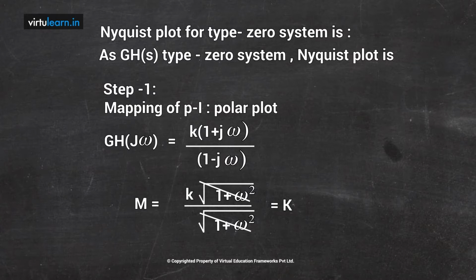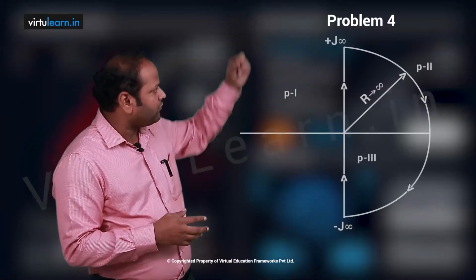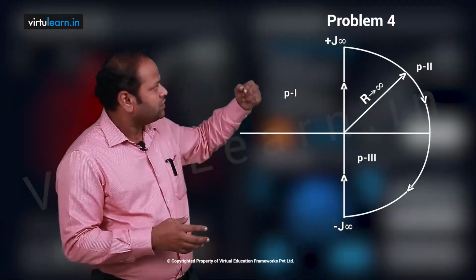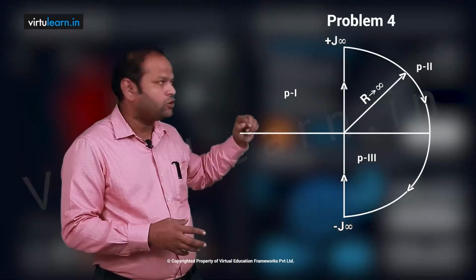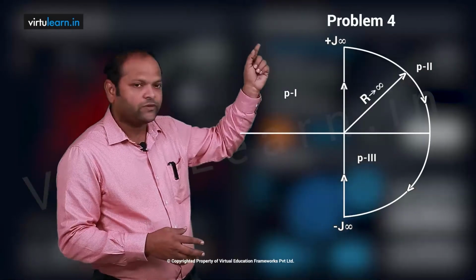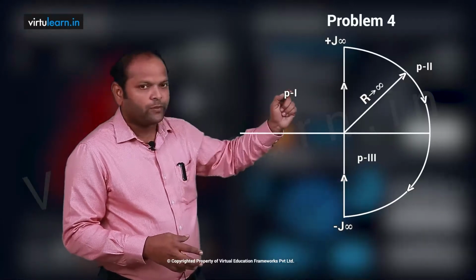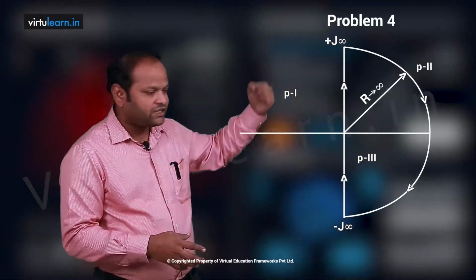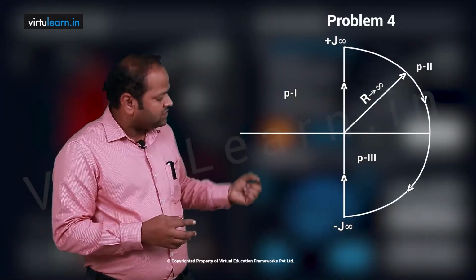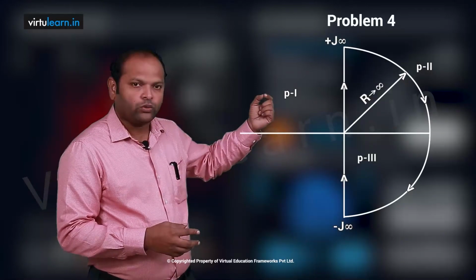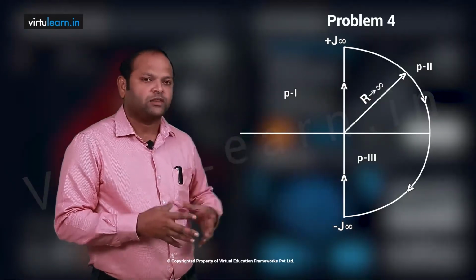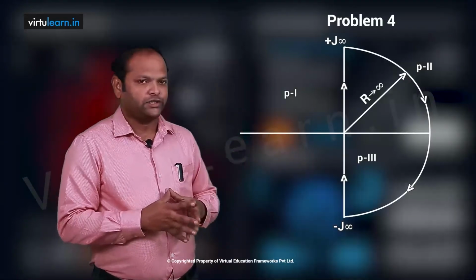Now, what is the Nyquist path for this particular transfer function? Since it is a type 0 system, the Nyquist path will have only 3 paths. What are the 3 paths? We have path 1, path 2 and path 3. Path 1 is from 0 to plus infinity. Path 2 is from plus infinity to minus infinity, with the radius being infinity, or from plus 90 to minus 90 degrees. Then path 3 is from minus infinity to 0. There is no path 4 because there are no poles at the origin.